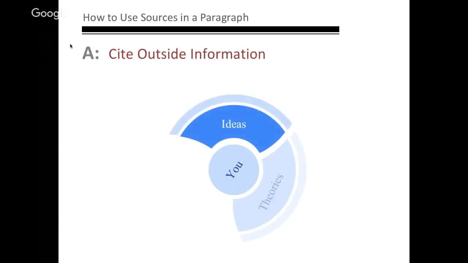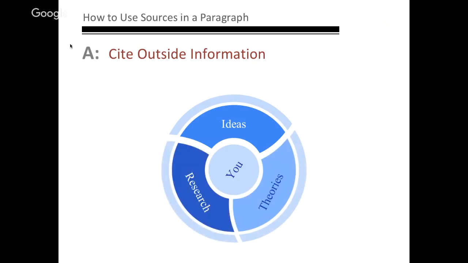Let's begin with what sentences get citations. Any sentence that contains ideas, theories, research, or information from outside sources should be cited. The idea is to give credit where credit is due to those who have come before you, who you are using to build your argument upon.